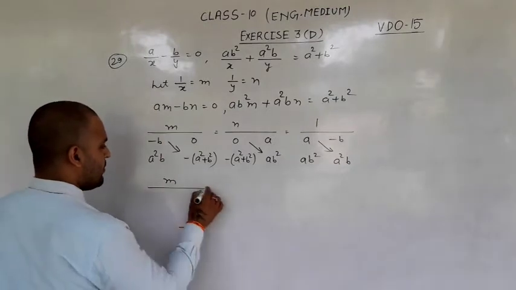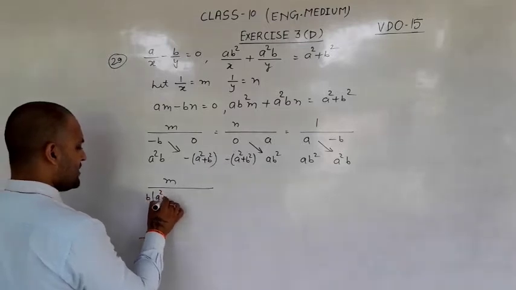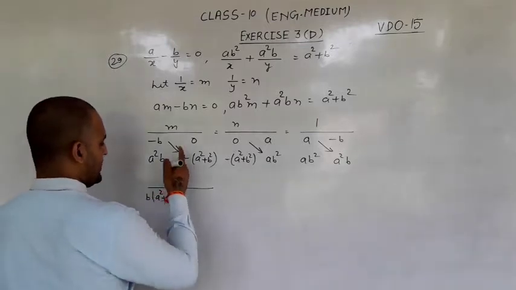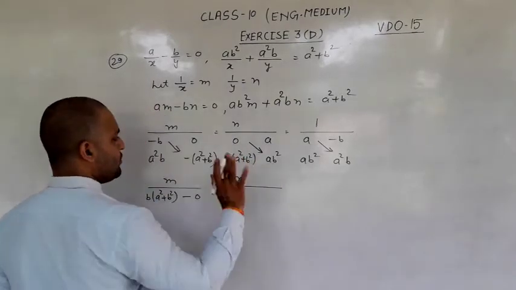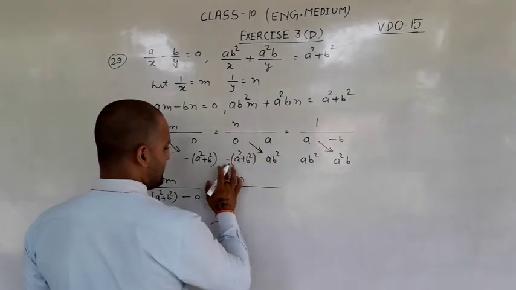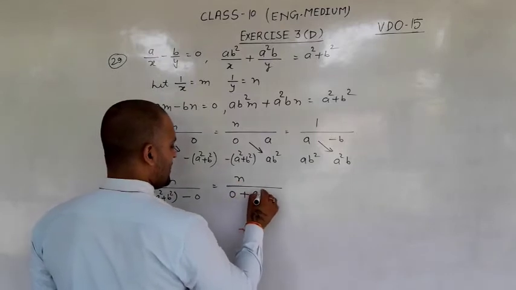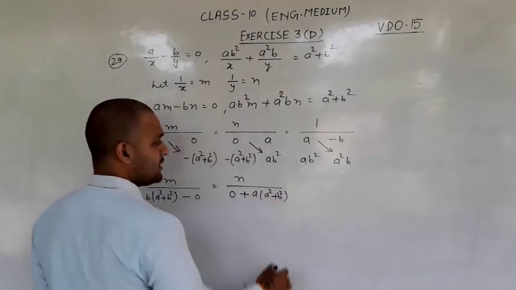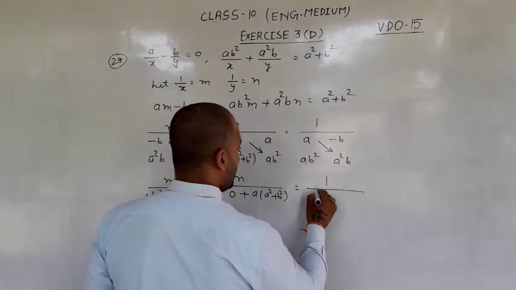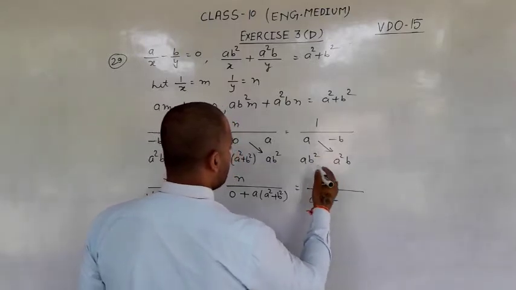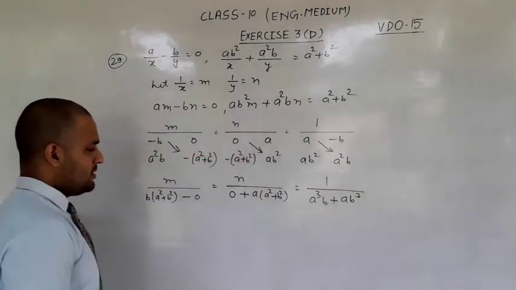That will be m upon minus minus plus b a square plus b square, that will be 0. Here is n upon, that will be 0, minus, that is minus, that is 0, minus, that is minus, so that will be plus a square plus b square, and here is 1 upon, that will be a cube b minus, that will go to plus a b cube. This is the solution.